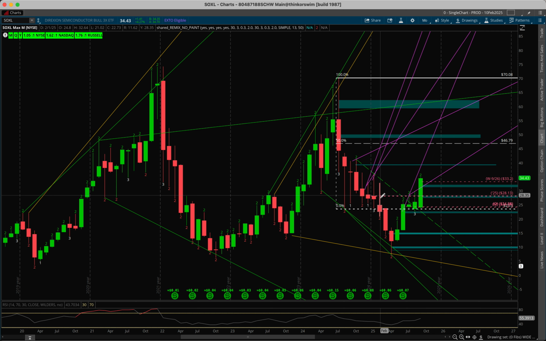We've triggered this 3 combo 2 down, combo 2 up, targeting the high of this 3, which is that 36.15. Again, that 36.15 should start to be locked into people's minds as the next major target that we want to get to.